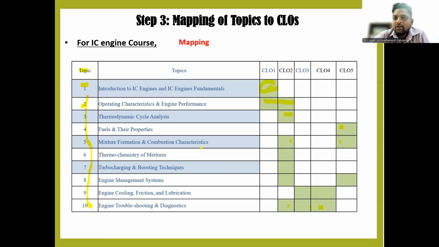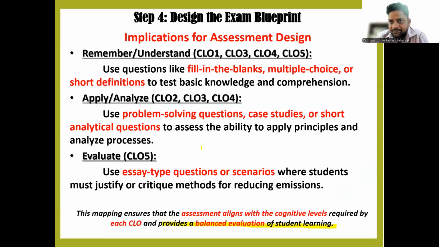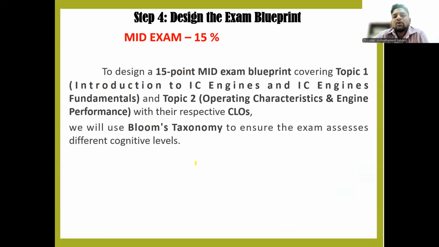Okay, and you can see in the mapping of the CLOs and topics, the first topic will be covering CLO 1, and the second topic will be covering CLO 2 and CLO 1. So in total, 3 course learning outcomes we are going to evaluate the students on for this particular examination. So topic 1 we have, and topic 2 we have. Now, based upon Bloom's taxonomy, we have to make a fair examination.